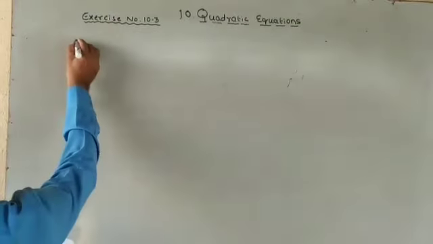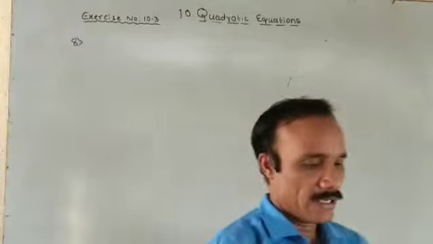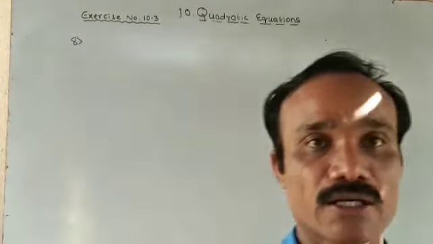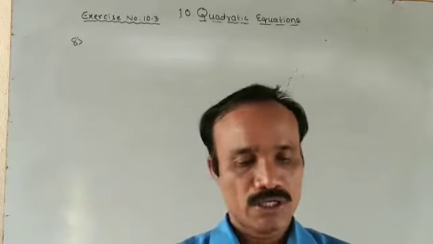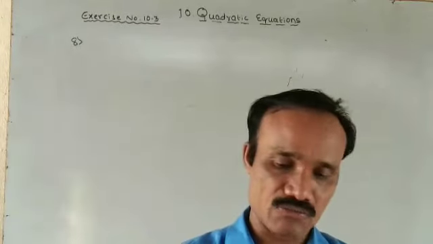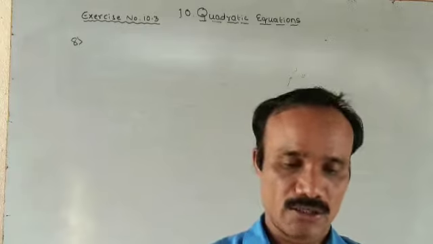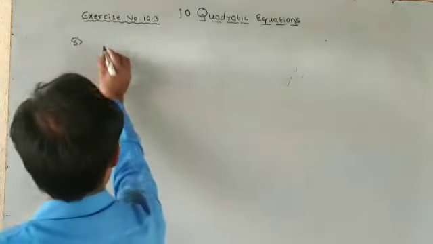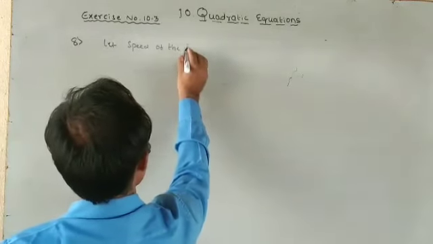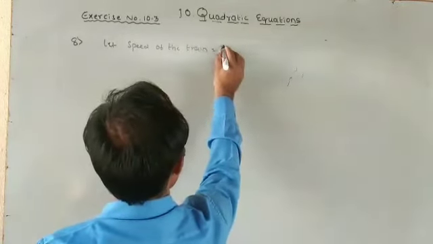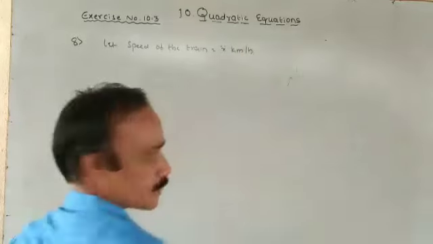So here is the next question. Question number 8. A train travels 360 km at a uniform speed. If the speed had been 5 km per hour more, it would have taken 1 hour less for the same journey. Find the speed of the train.